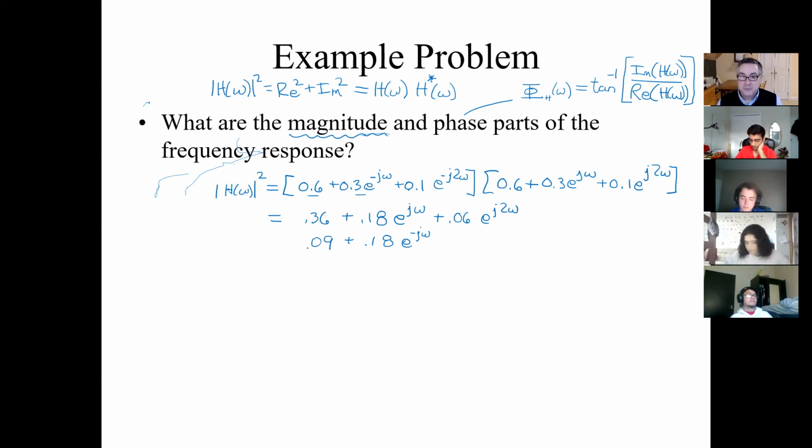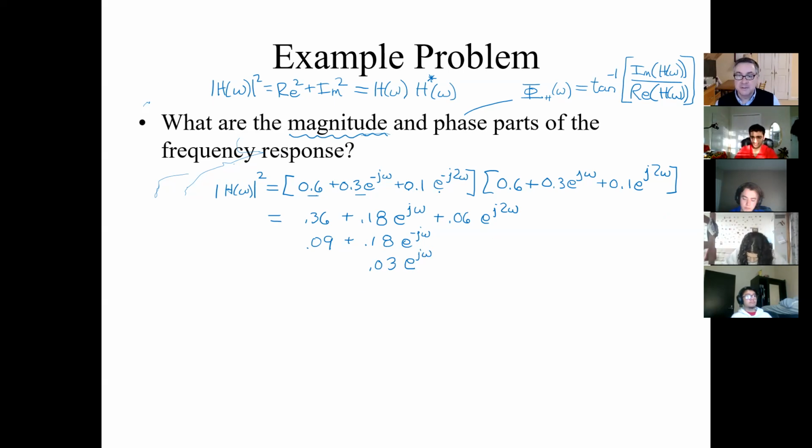And then this term with this term becomes a 0.03 e to the positive j omega, right? We have 2 omega and negative omega. So I'm going to have to write this one here to keep it in the same column. And I'm going to write that one there.